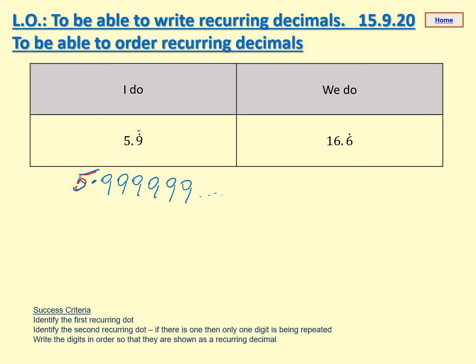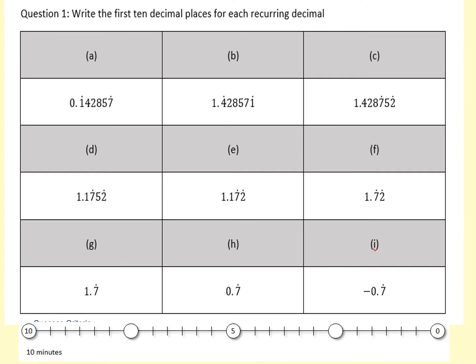Pause the video for a minute and do the next one. Okay, so what you should have is 16.666666. If that's what you got, well done. Now we've got individual practice. So answer these questions in your book. Pause the video for about 8 minutes and answer as many as you can.